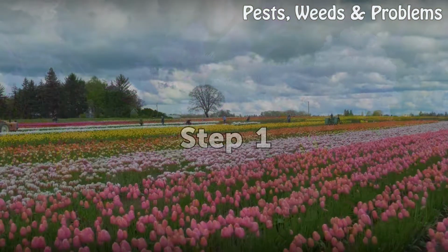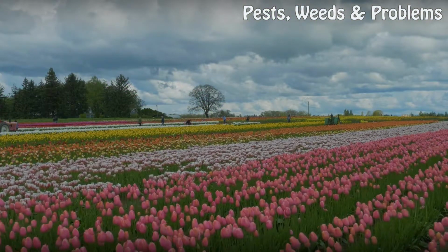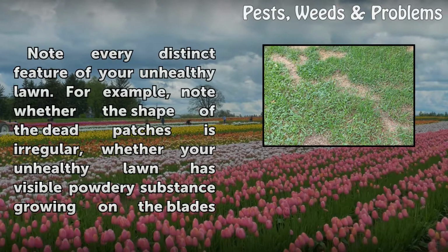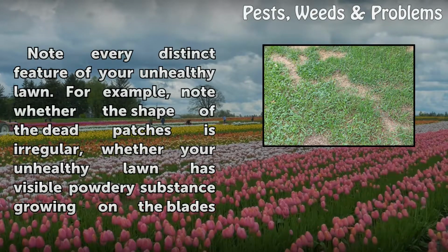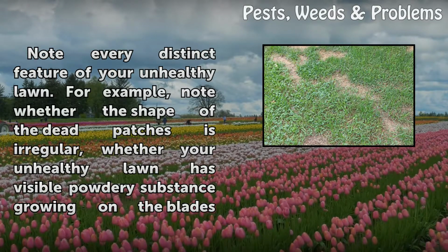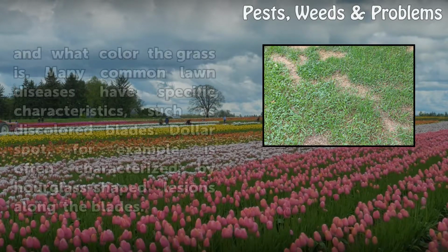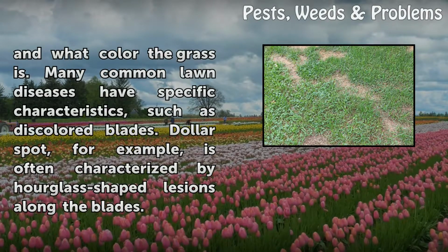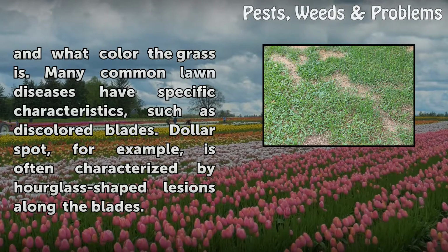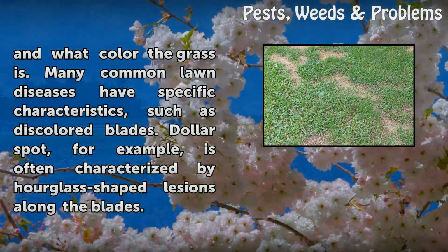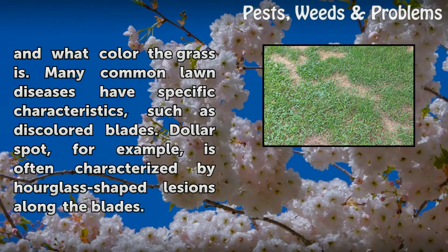Step 1. Note every distinct feature of your unhealthy lawn. For example, note whether the shape of the dead patches is irregular, whether your unhealthy lawn has visible powdery substance growing on the blades, and what color the grass is. Many common lawn diseases have specific characteristics, such as discolored blades. Dollar spot, for example, is often characterized by hourglass-shaped lesions along the blades.